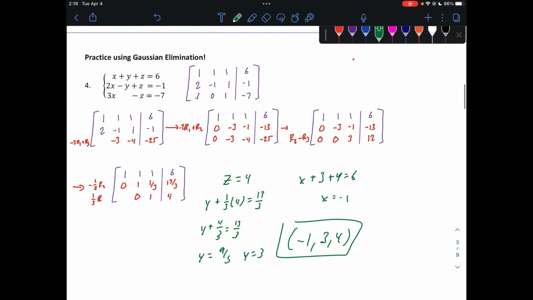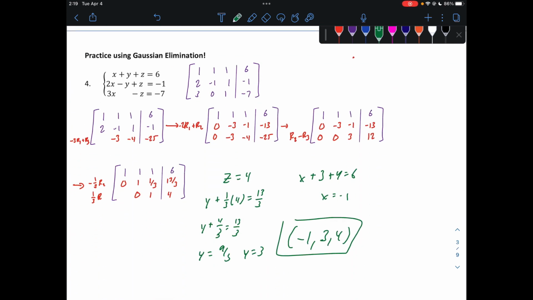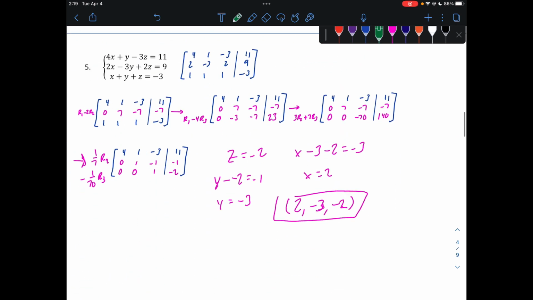Here are the answers for the 4th one. Feel free to pause it here if you need to look at it longer. And the 5th one.